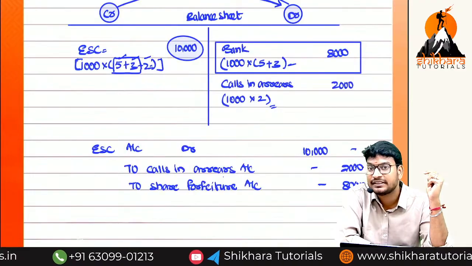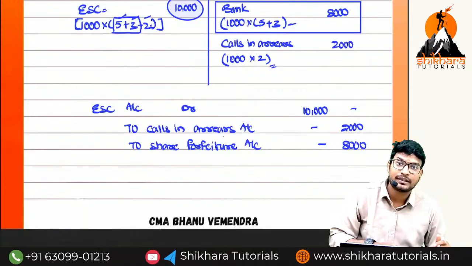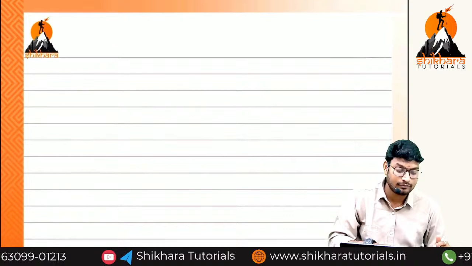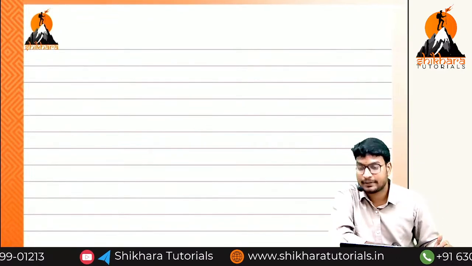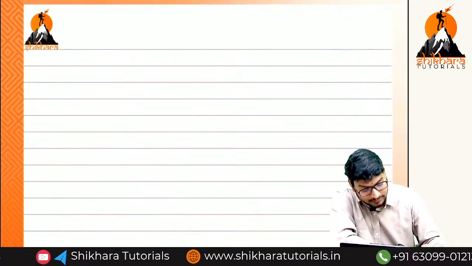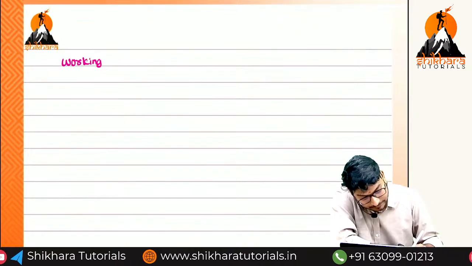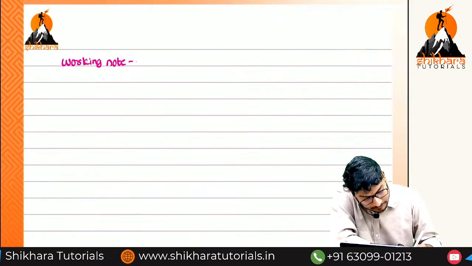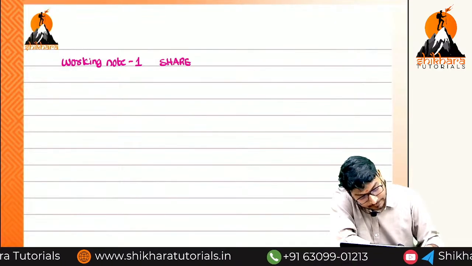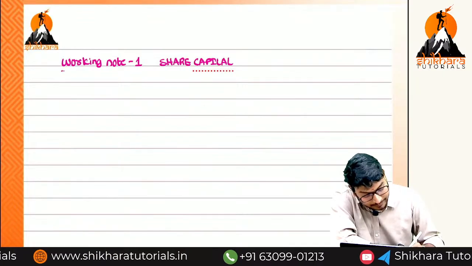So how will the representation be now? Which working note do we have to prepare? 1 or 2? 1. What is the working note name? Share capital. So try to prepare this one and we can wind up the section. So working note number 1, share capital.